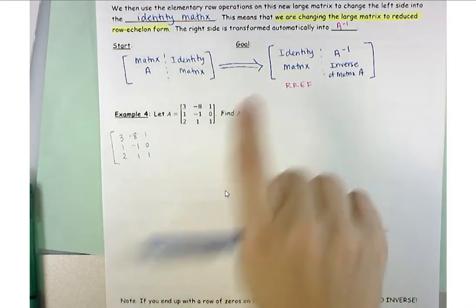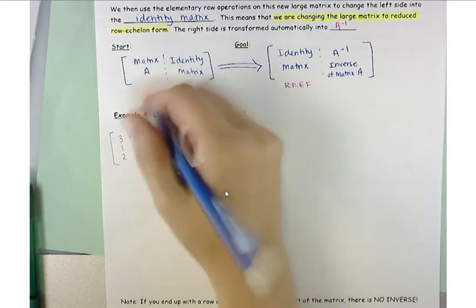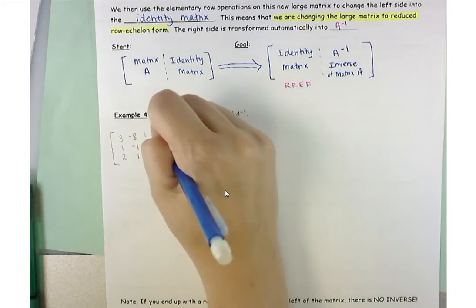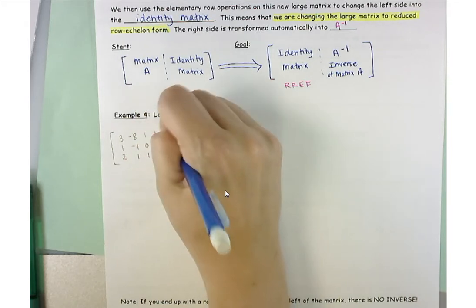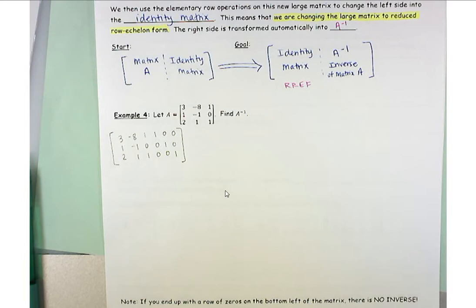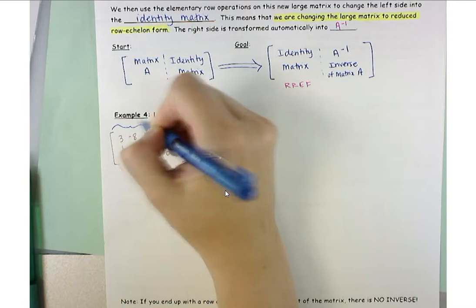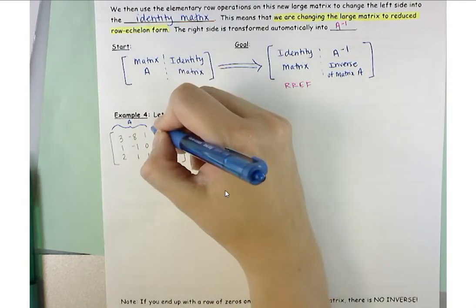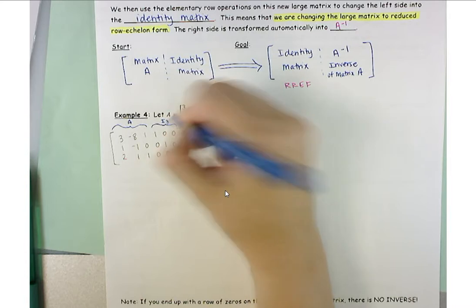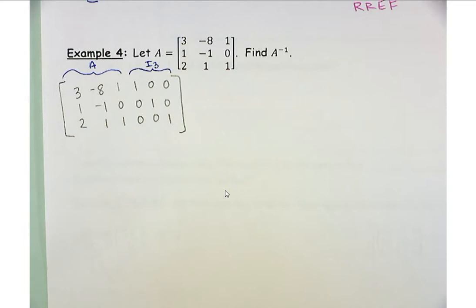So see how this is a 3 by 3? So your identity matrix for a 3 by 3 is 1, 0, 0, 0, 1, 0, 0, 0, 1. And we put that all together. Okay, we treat this as one large matrix. So this part came from matrix A, and then this part is your I sub 3. So we're going to follow the same steps that we would to put this in reduced row echelon form.